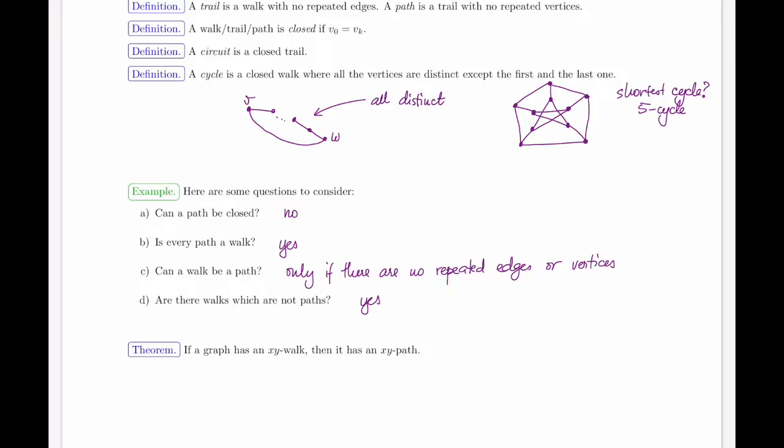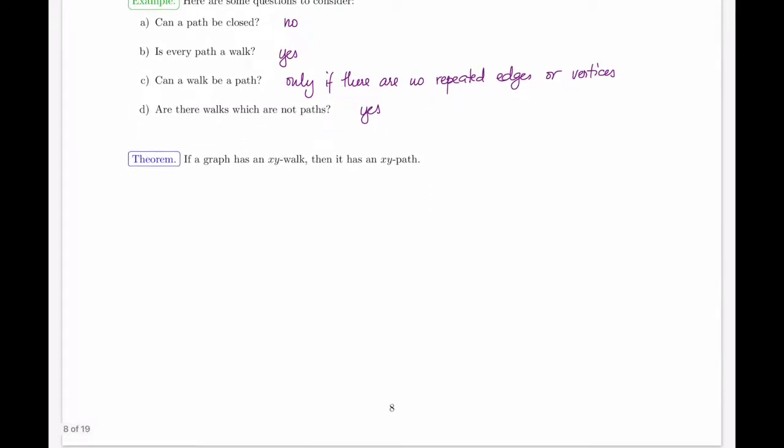Now, let us get to our first theorem in this domain. This one is going to be our standard graph theoretical proof, where a picture will provide an intuition and the familiarity with the above terms will prove to be very useful. So let's see. If a graph has an xy walk, then it has an xy path. So remember, in the walk, I can repeat vertices and edges, and in the path, I can't repeat anything.